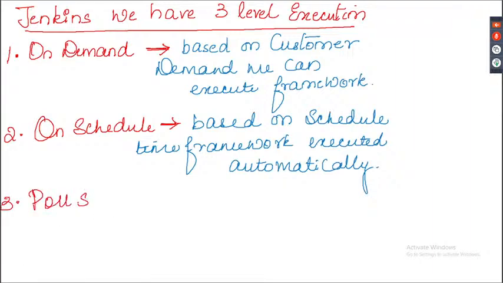Next we have Poll SCM. Poll SCM means source code management. As I told you, your Jenkins will keep monitoring your GitHub. Any addition, any deletion, any modification comes, it will execute. So Poll SCM means it keeps observing.